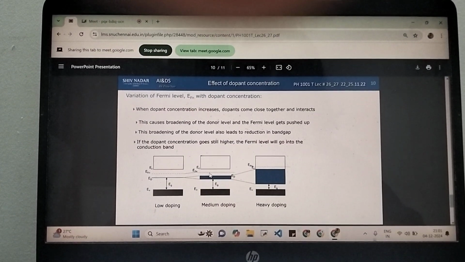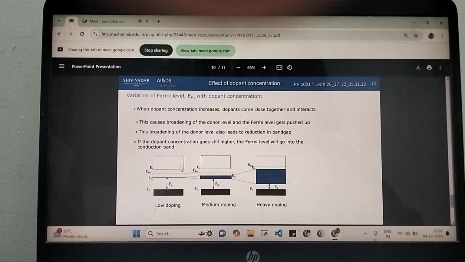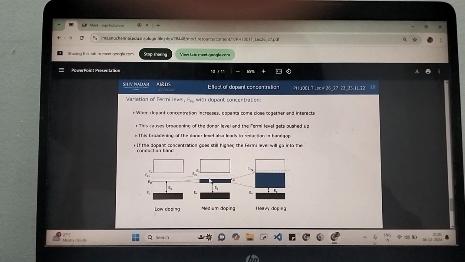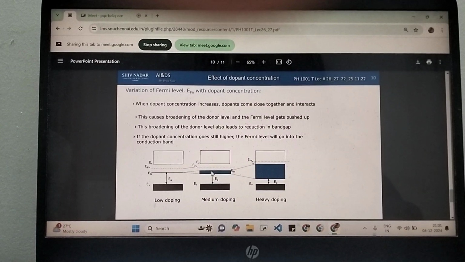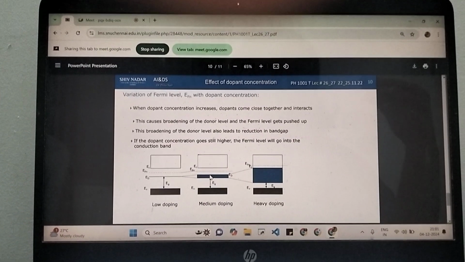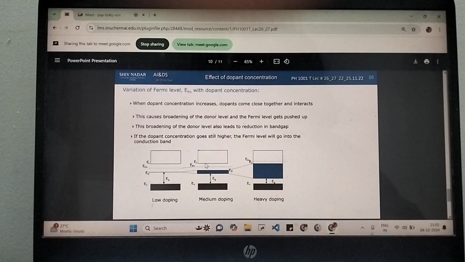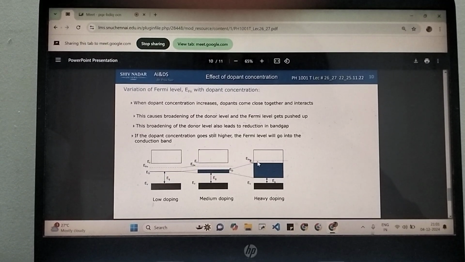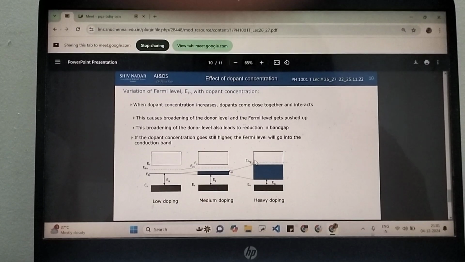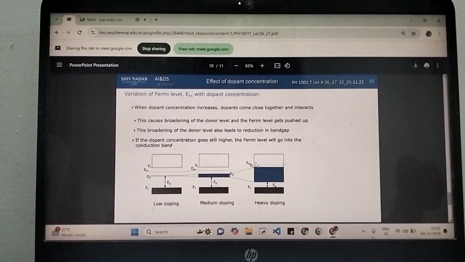And because of that, the Fermi level starts getting pushed up, because the Fermi level ideally has to be the midpoint between EC and ED. So as ED becomes a broader and broader spectrum, EF rises higher. If ED becomes a very broad spectrum, the Fermi level can even be greater than the EC, or the conduction band energy level.